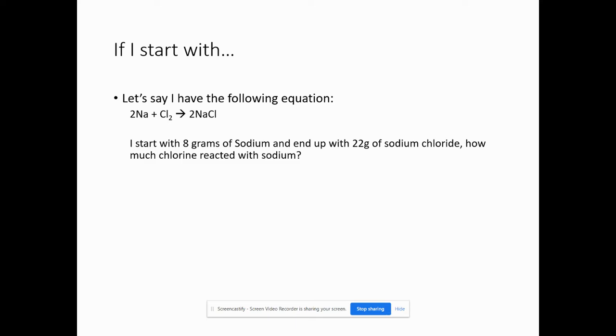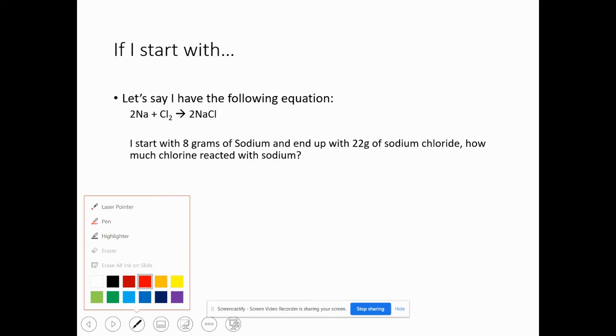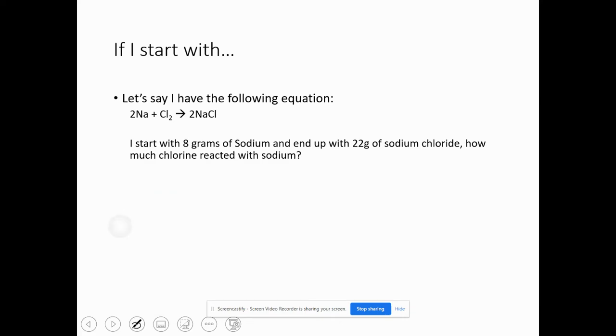So say I start with this chemical equation. It's written as 2Na plus Cl2, and it yields 2NaCl. And it gives me this question below. It says I start with 8 grams of sodium and end up with 22 grams of sodium chloride. How much chlorine reacted with sodium? And so I want you to think about it for a second. Pause the video and see if you can come up with how much chlorine reacted with sodium in order to produce 2 molecules of NaCl.